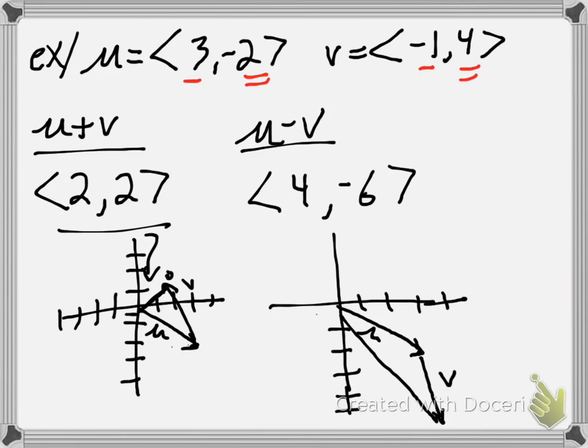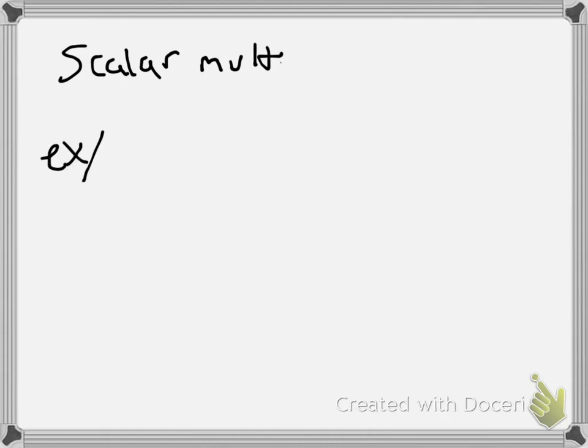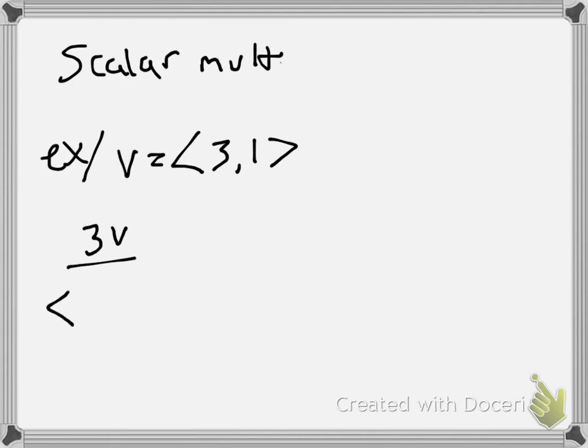Scalar multiplication. I'm going to leave this one with an example because it's not something that's extremely difficult. Let's say we have this vector at 3, 1. Let's say we wanted to find 3v. Basically, you're just multiplying each part by 3. So this would be at 9, 3.